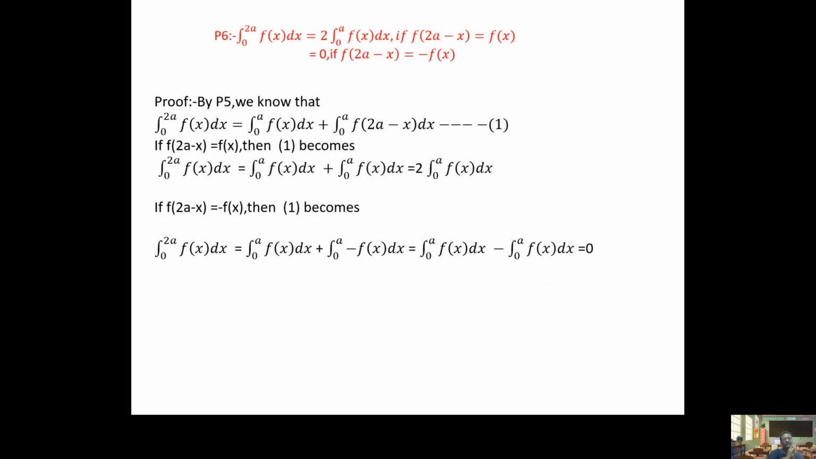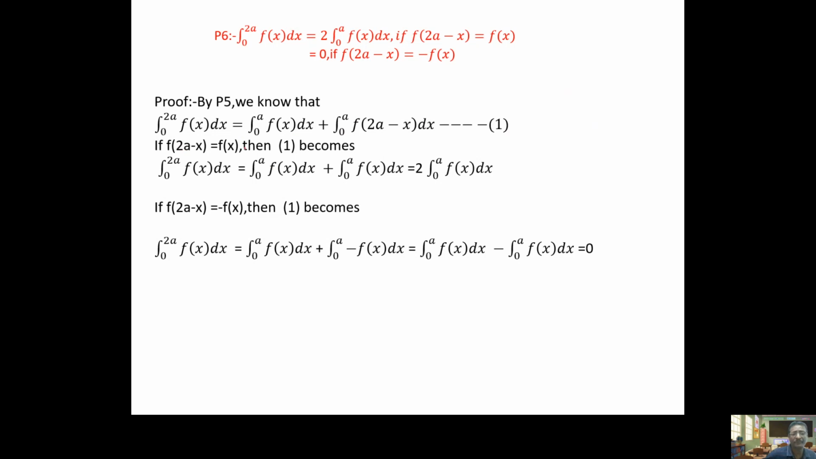Now, P6. Integral 0 to 2a f of x dx is equal to 2 into integral 0 to a f of x dx if f of 2a minus x is equal to f of x, and is equal to 0 if f of 2a minus x is equal to minus f of x. You know, by property 5, the last property, integral 0 to 2a f of x dx is equal to integral 0 to a f of x dx plus integral 0 to a f of 2a minus x dx.